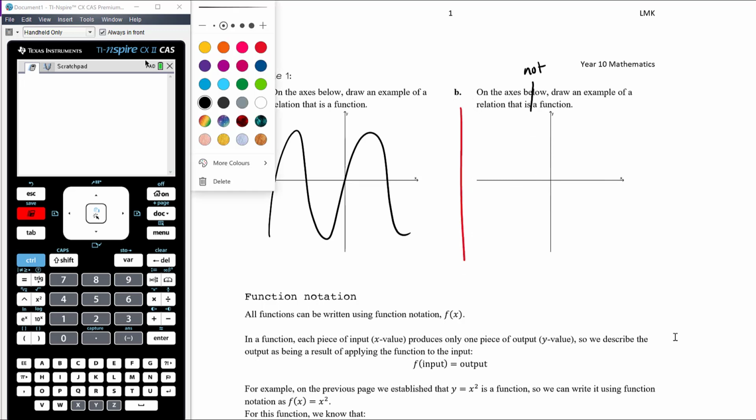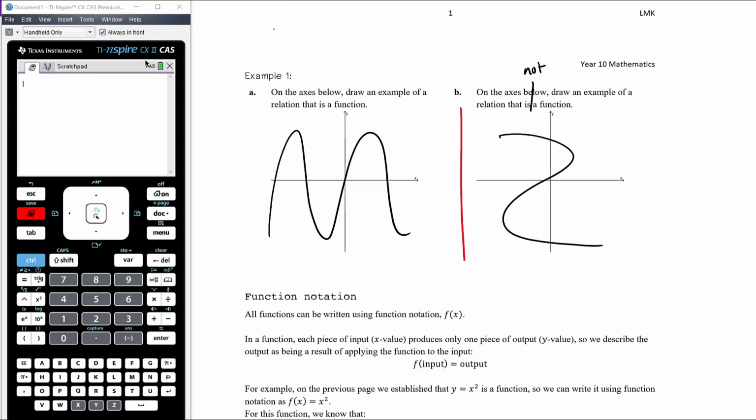We would have issues with something that bends this way, because when I swipe my vertical line over that, we're going to be crossing the graph at more than 1 point. Okay, so not a function because of that.